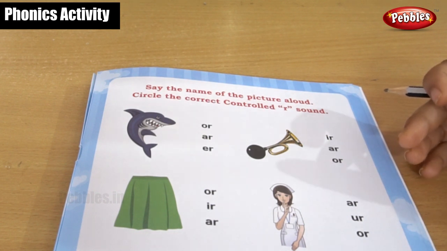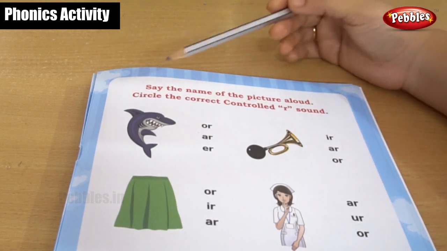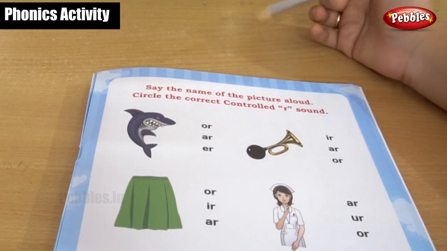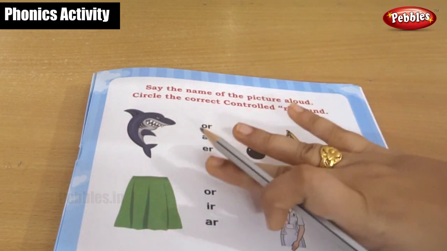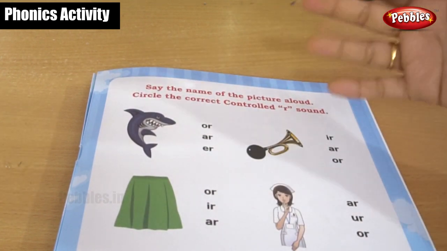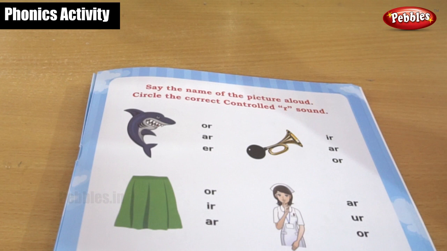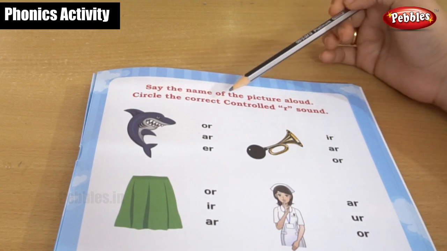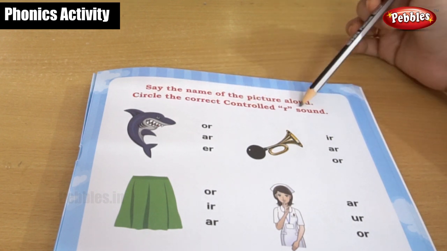Read the heading carefully. Look at the picture. Say the name of the picture loud. We want to say the name of the picture loud as usual. This is the procedure, isn't it? So only then can we get each and every word and pronunciation, and we can get a clear idea. Okay, next we are going to circle the correct controlled R sound, isn't it?